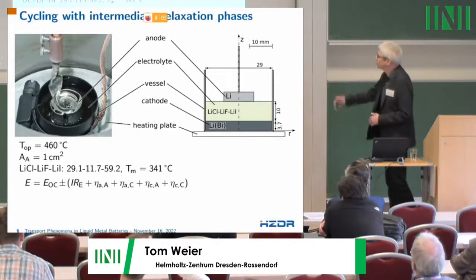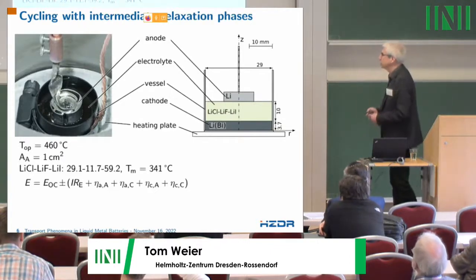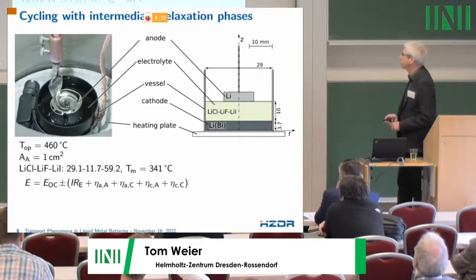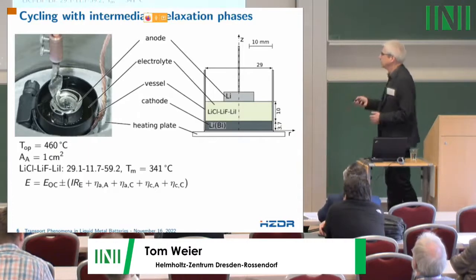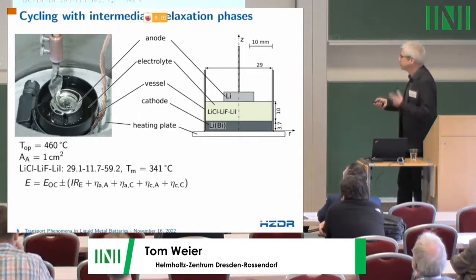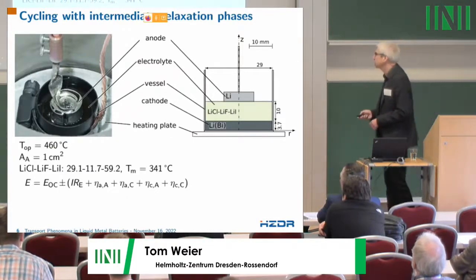And during discharge, they decrease the cell voltage. So the cell voltage during discharge is lower than the open circuit potential. During charge, they increase the cell voltage. So you have to apply a larger potential than the open circuit potential to get the charging current flowing.